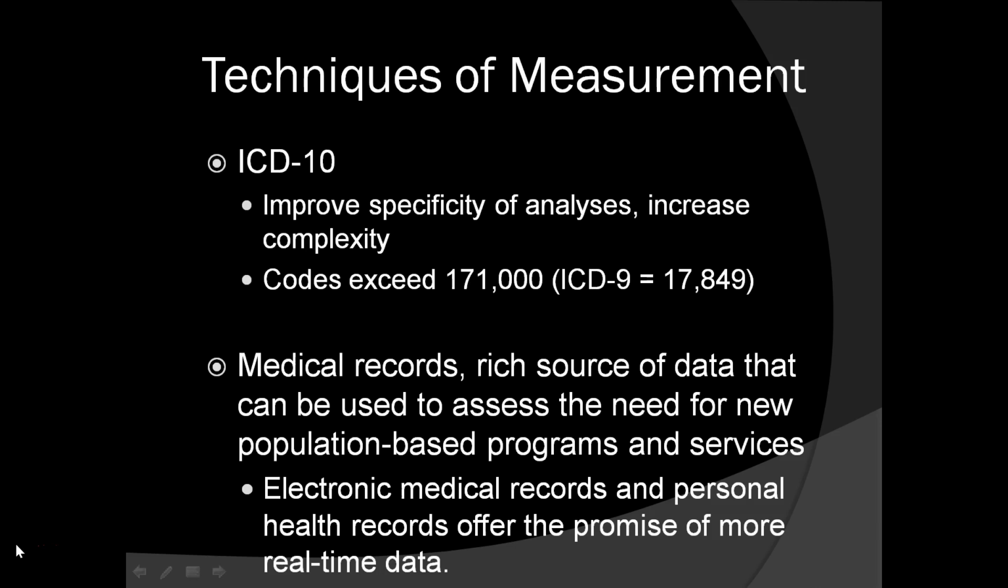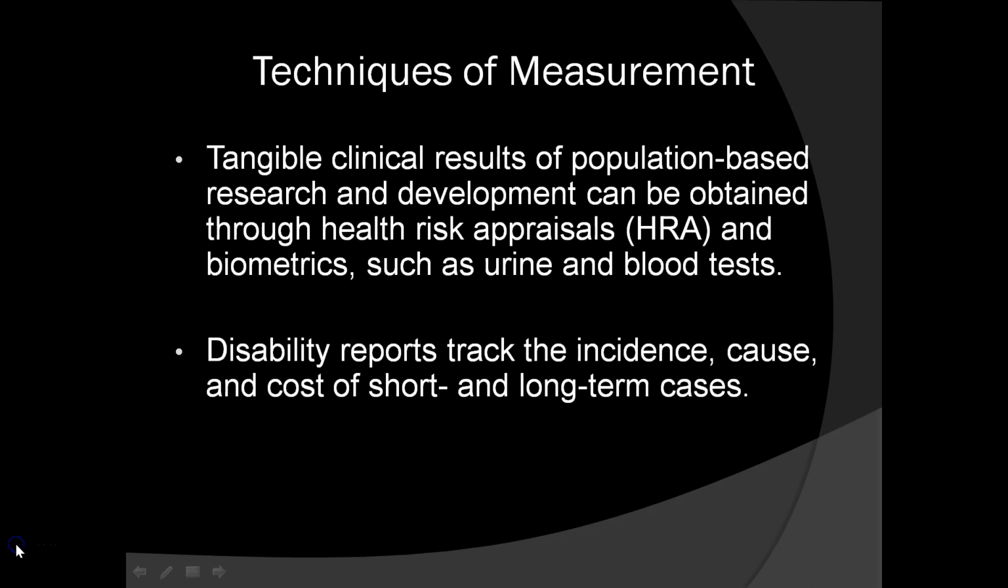Medical records are a rich source of data that can be used to assess the need of new population-based programs and services. EMRs, or electronic medical records, and personal health records offer the promise of more real-time data. Tangible clinical results of population-based research and development can be obtained through health risk appraisals and biometrics such as urine and blood tests. These results can demonstrate wellness or indicate control of a chronic illness.